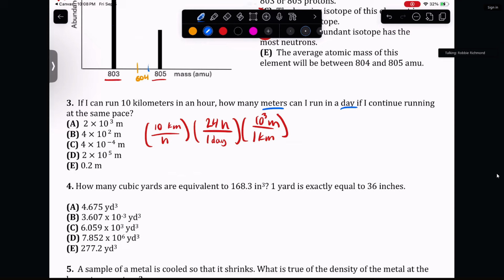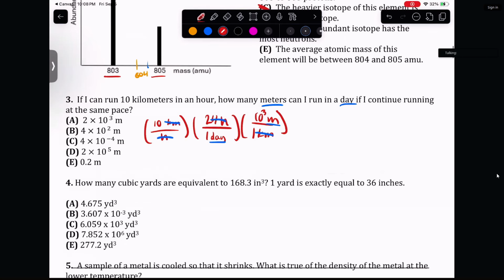So let's make sure that cancels out. We're left with days, meters, cool. So I'm just going to throw that in my calculator, see what I get. 10 times 24 times 10 to the third. I get 2 times 10 to the fifth. Cool.